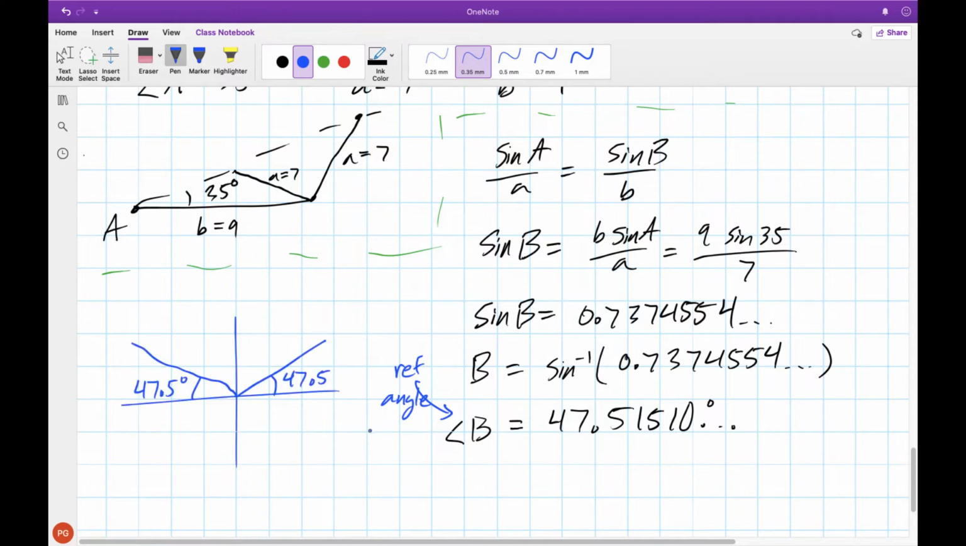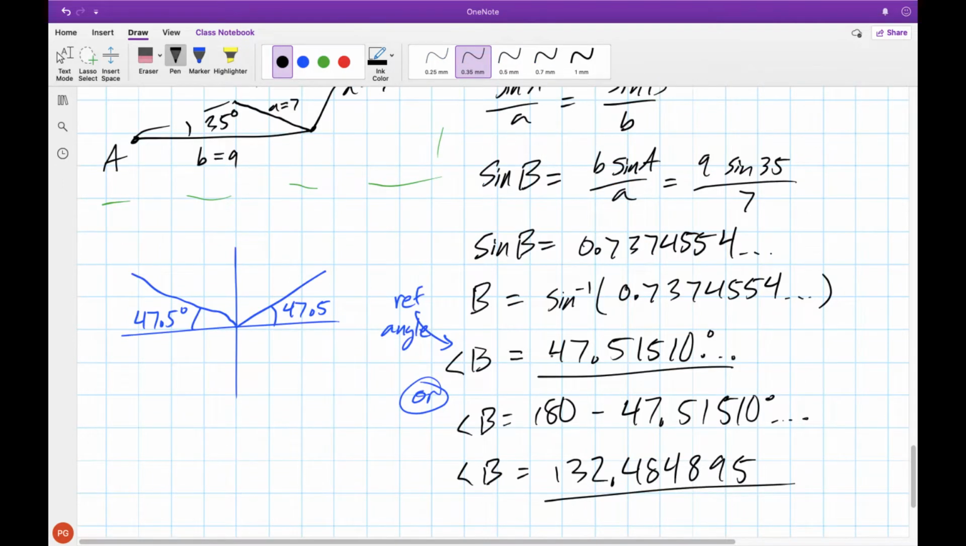The other angle in quadrant 2 that has the same reference angle is shown right here, and we can calculate it by doing 180 minus this. So as we see, we will either have an angle of 47.5 degrees or 132.5 degrees.